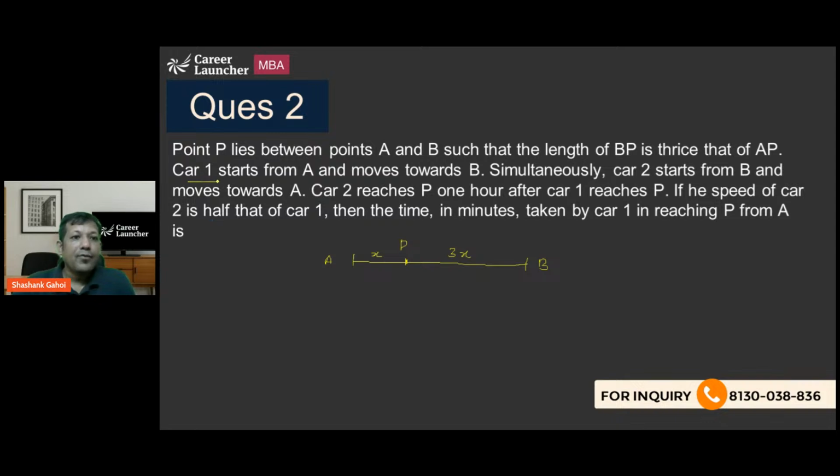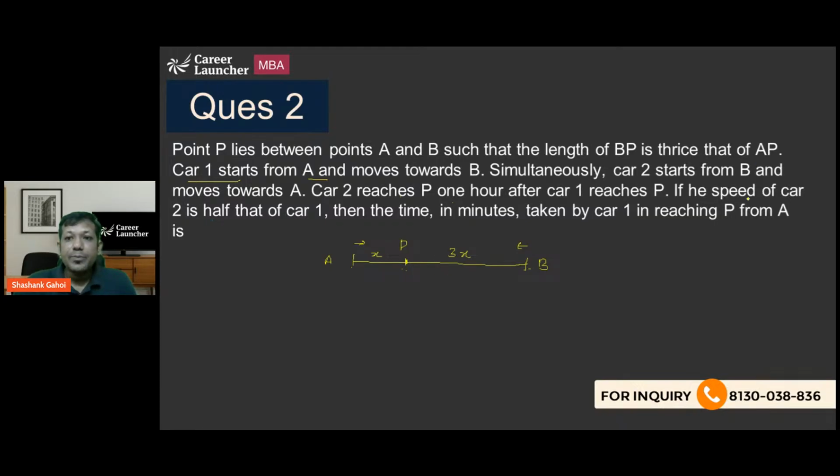Okay, car 1 starts from A and moves towards B. So car 1 is going like this. Car 2 starts from B, moves towards A. So this is car 2. Okay. Car 2 reaches P, 1 hour after car 1 reaches P. Means when this car moves from this point to this point, and when this car moves from this point to this point, so basically this car is actually taking 1 hour more than that.